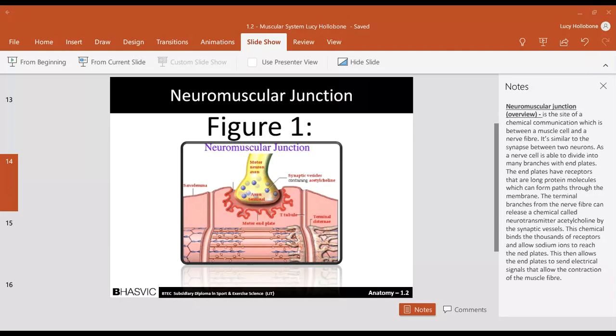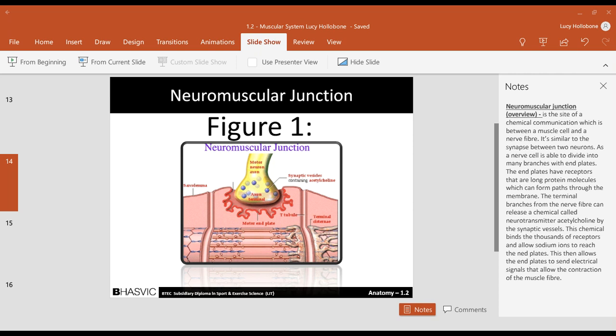Figure 1 shows a neuromuscular junction. This is the site of a chemical communication between a muscle cell and a nerve fiber. It's similar to the synapse between two neurons, as a nerve cell is able to divide into many branches with end plates. The end plates have receptors that are long protein molecules which can form paths through the membrane.